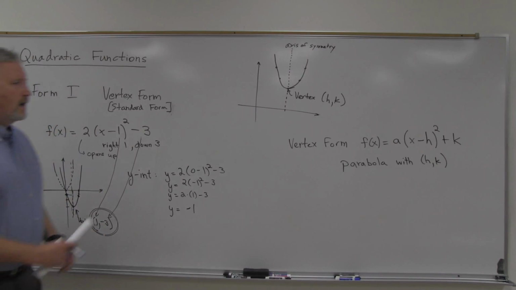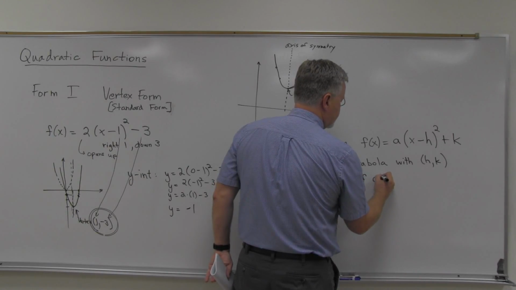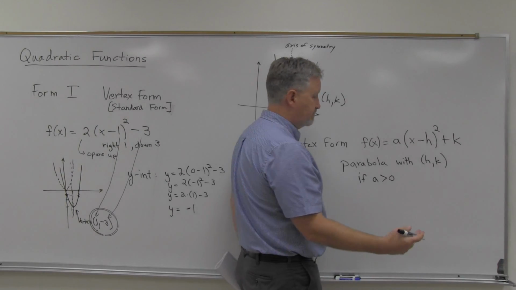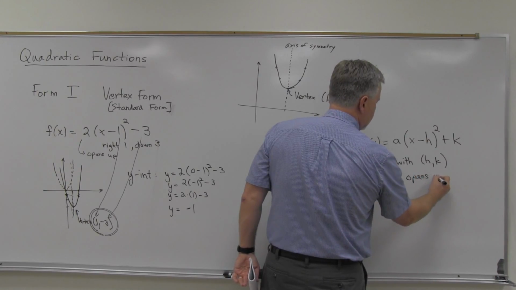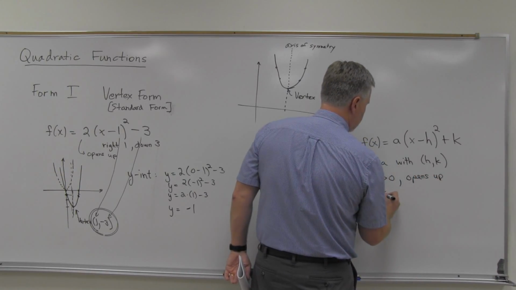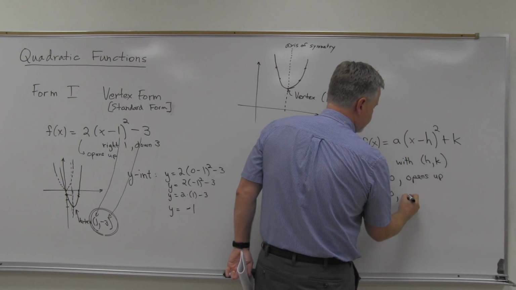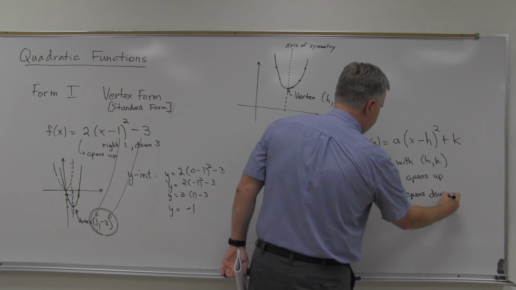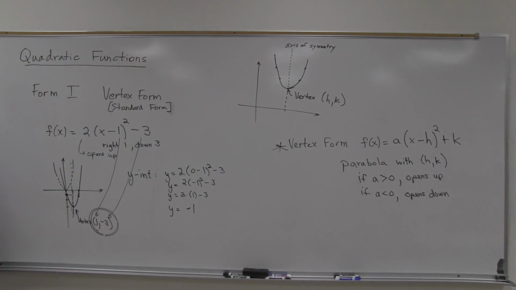Now, what about the a? If a is greater than 0, meaning positive, then the parabola opens up. If a is less than 0, because that would mean a negative x squared, then it opens down. So that's vertex form. It's a nice, neat little form.